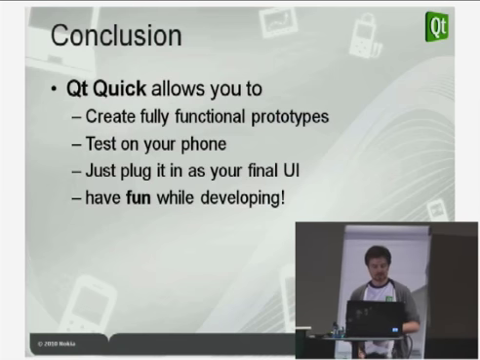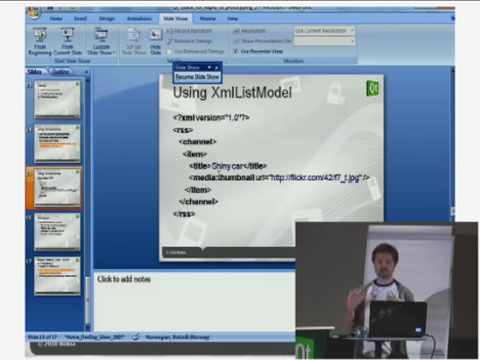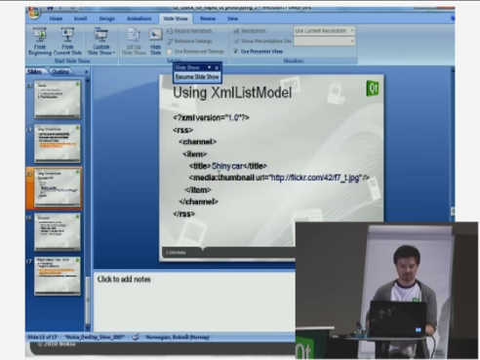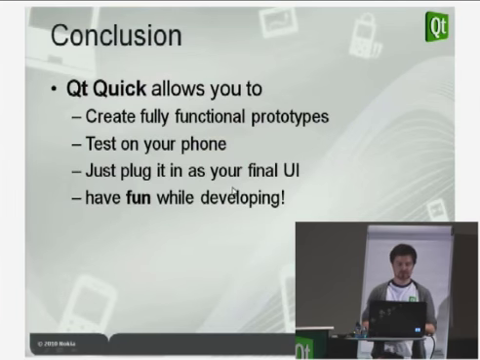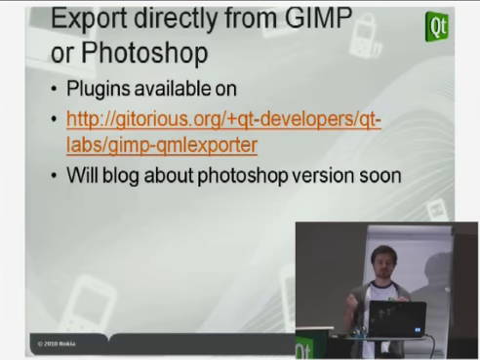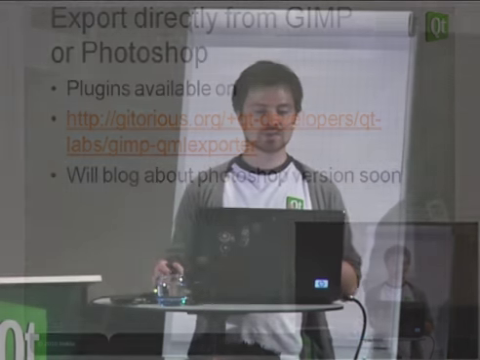So, oh, one more thing. I promised to demonstrate this. I've been doing a sort of a plugin. I haven't really had time to hook it into my presentation. But somebody asked me to demonstrate this. I wrote a plugin which allows you to export to QML directly from GIMP or Photoshop. So if you're interested in that, you can go on gitorious.org, Qt developer, blah, blah, blah, whatever this link says. And you can download it.